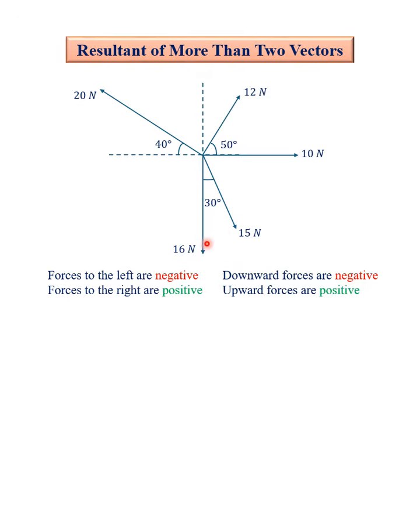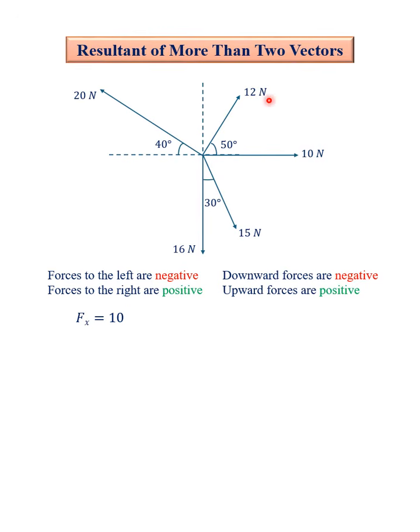So first, let's start with the horizontal component, beginning with the force of 10 Newton. 10 Newton is already in the horizontal and is to the right, so it's going to be positive. So the sum of the horizontal forces, Fx, is equal to 10. So we have 10 to the right.